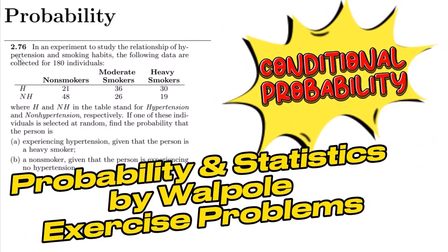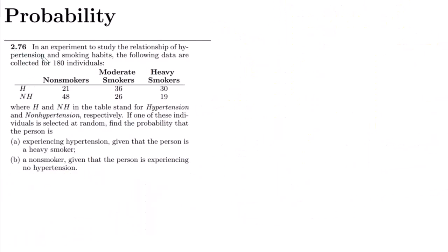Welcome back, guys. This is question 2.76, and the statement here is that in an experiment to study the relationship of hypertension and smoking habits, the following data are collected for 180 individuals. That is the data for the 180 individuals. Here, H and NH stand for hypertension and non-hypertension, which you can see, this is H, this is NH. If one of these individuals is selected at random, find the probability that the person is A, experiencing hypertension, given that the person is a heavy smoker.